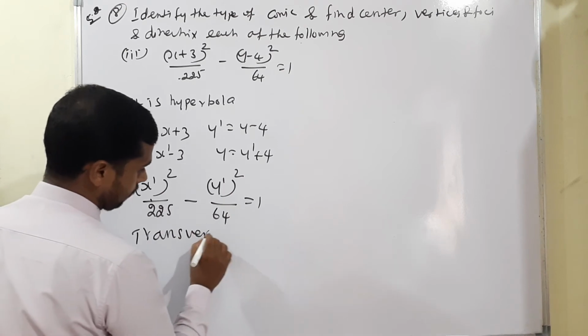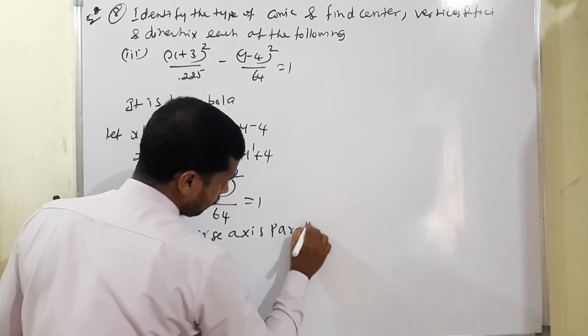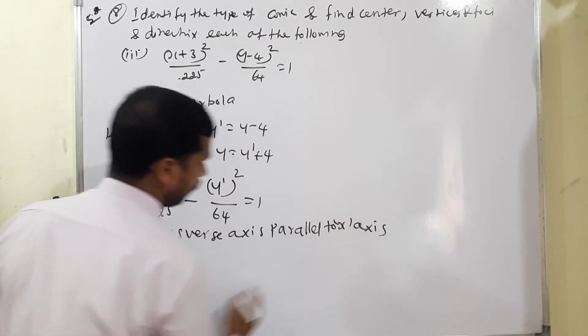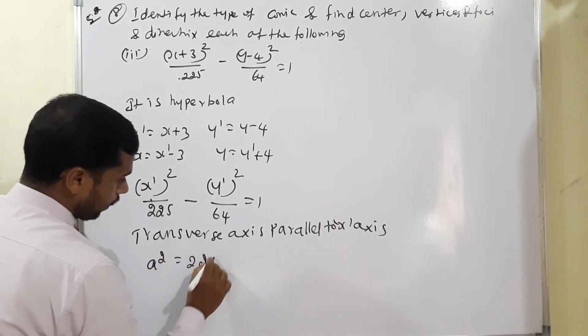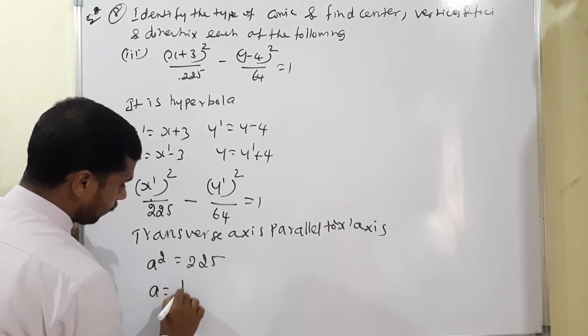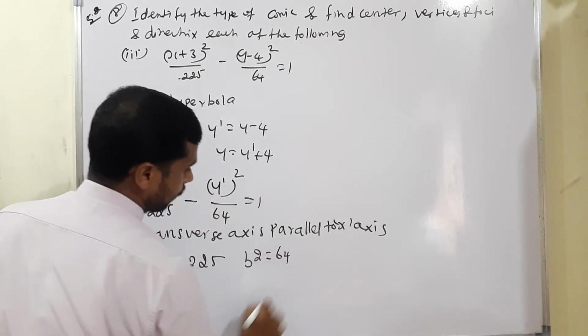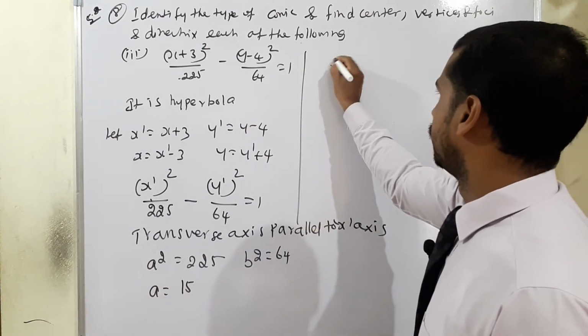Transverse axis parallel to x axis. So parallel to x axis means a square is equal to 225. Therefore a is equal to 15. Then b square is equal to 64. Now we need to find the eccentricity, that is e.